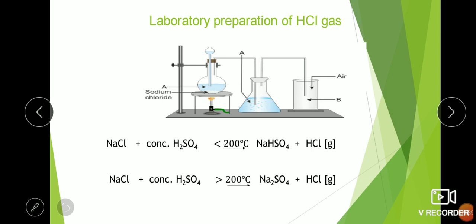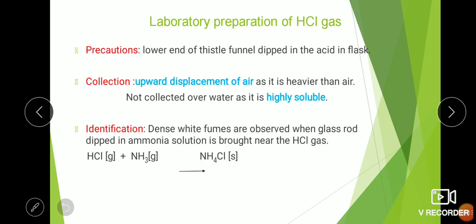In this presentation, you can clearly see when NaCl reacts with H2SO4 and the temperature is below 200 degrees Celsius, the product formed is sodium hydrogen sulfate, or sodium bisulfate, plus HCl gas. When the temperature is above 200 degrees Celsius, the product formed is Na2SO4 plus HCl. But this HCl is not easily obtained because Na2SO4, that is sodium sulfate, forms a sticky, dense mass, which sticks to the wall of the container, and the further production of HCl stops.